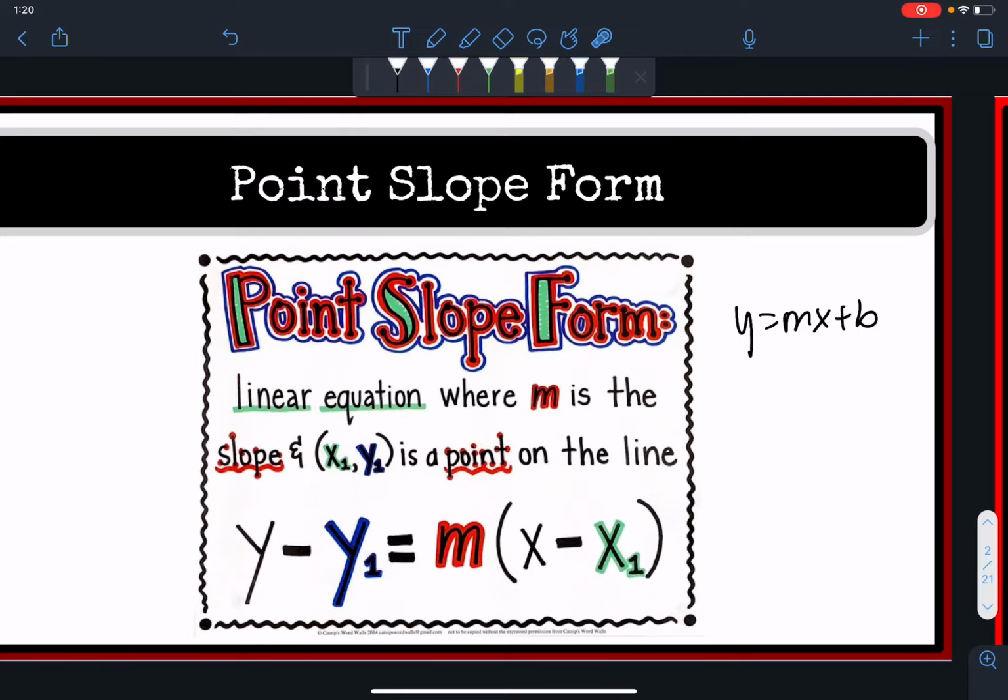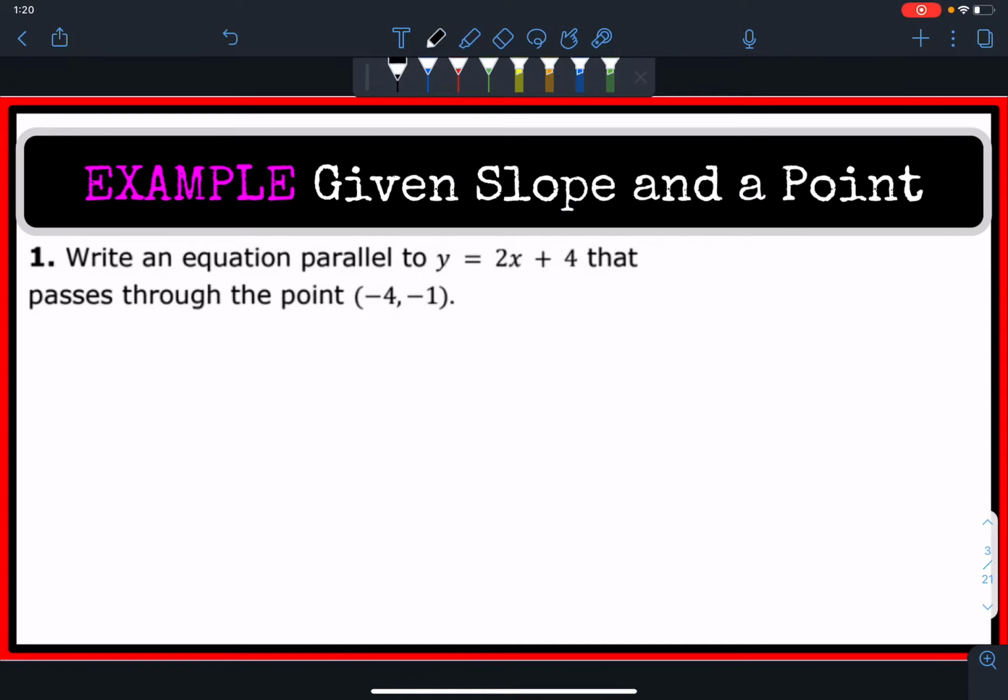So on our first example, to use the formula y minus y1 is equal to m times x minus x1, we have to be given a point on the line, and we also have to be provided a slope. So let's start with the point. The y1 and the x1 are going to correspond to the y and x values of our ordered pair, and we're going to replace the y1 with the number -1, and the x1 with the number -4.